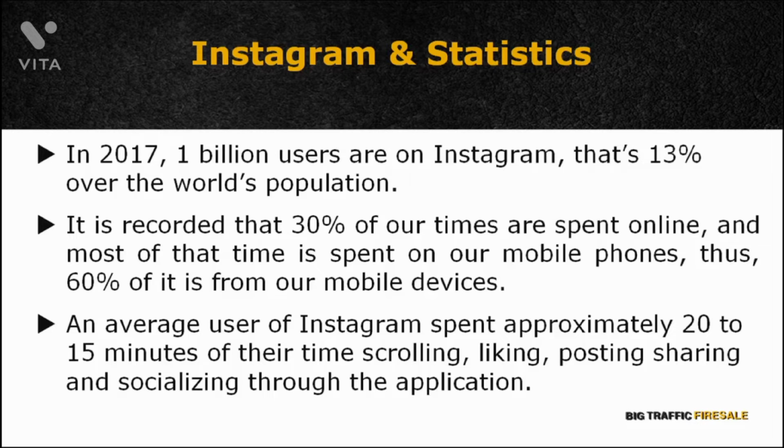That's not all. As of today, the number of people spending their time on social media is rising. It's recorded that 30% of our time is spent online, and most of it is spent on our mobile phones. Thus, 60% of it is from our mobile devices. It means the total hours spent on social media has overtaken the time spent on eating and socializing in person. An average Instagram user spends approximately 15 to 20 minutes of their time scrolling, liking, posting, sharing, and socializing.